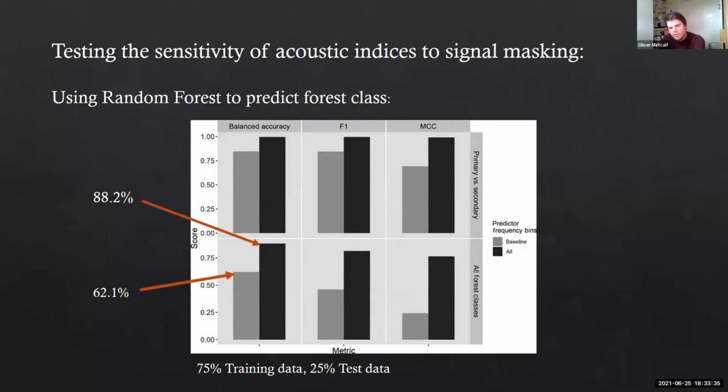So we've now got some really quite similar forest classes here. So the difference between burnt and logged and burnt isn't huge. So we can see here that the accuracy using just the baseline frequency bin was 62.1%. But when we used all of the time frequency bins, we had 88.2% accuracy. So you get a lot more sensitivity when you're measuring acoustic indices at narrower time and frequency bins.